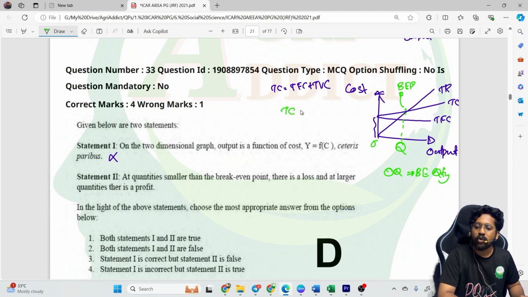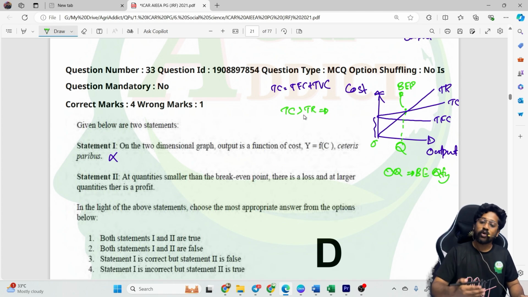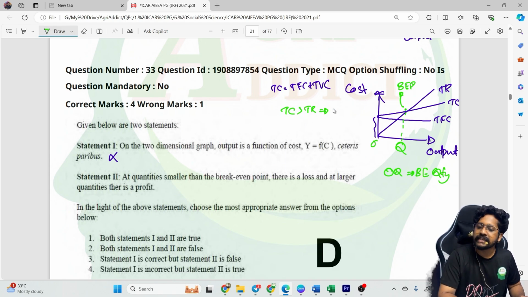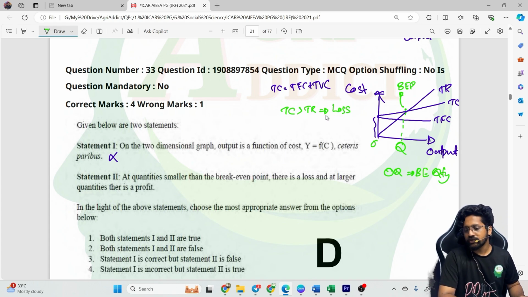The total cost will be greater than the total revenue. So the cost incurred is much higher than the revenue generated from the business. Therefore we can say that it will obviously be giving a loss from the business, right?